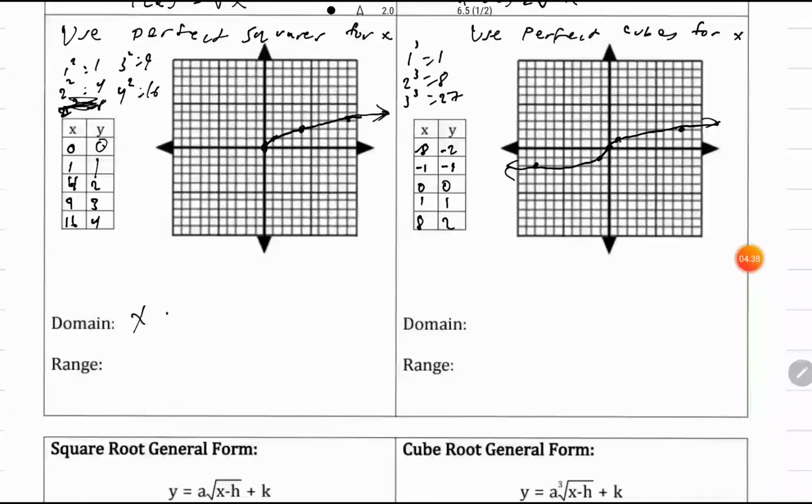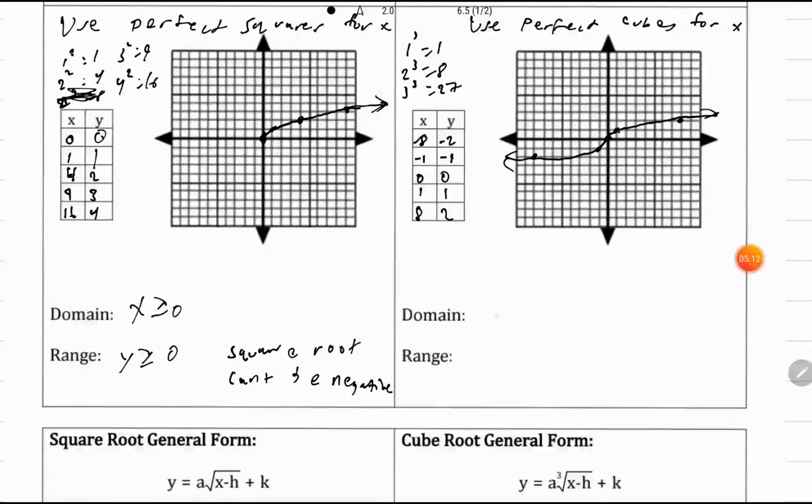Domain. X is greater or equal to 0. Can't be less than 0. Range. Y is greater or equal to 0. Because the square root of any number can't be negative. So let's just write that. Square root can't be negative. Okay, let's look at the x cubed domain.